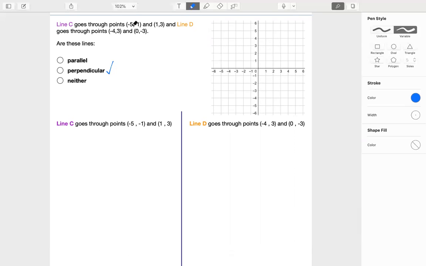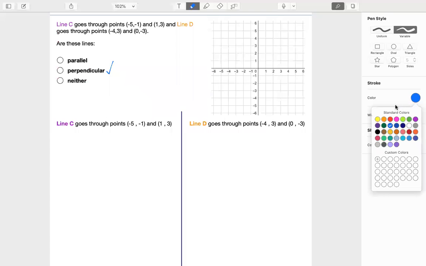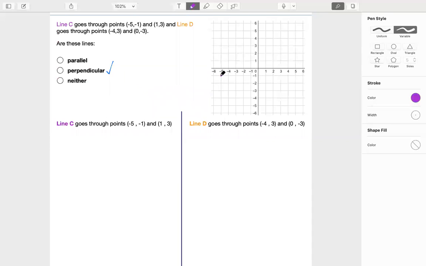So let's just plot these two points. I have a -5, -1. Let's change up these colors. I have my line C as purple. So we have -5, -1, and I have a +1 and a +3. So here I have my two points, and I'm going to go ahead and connect these two. So here is an example of line C.